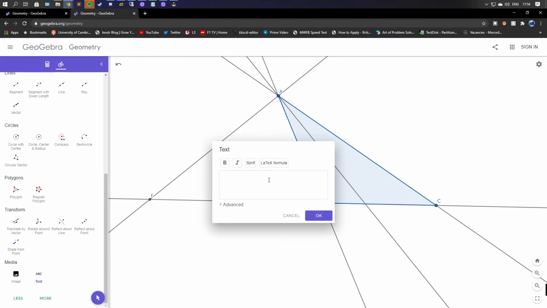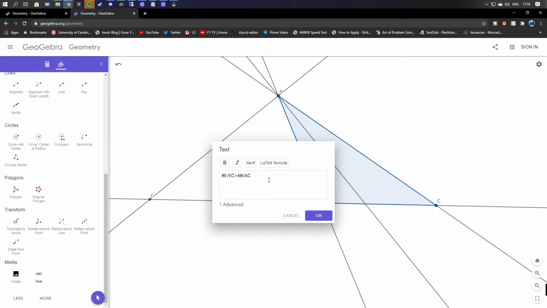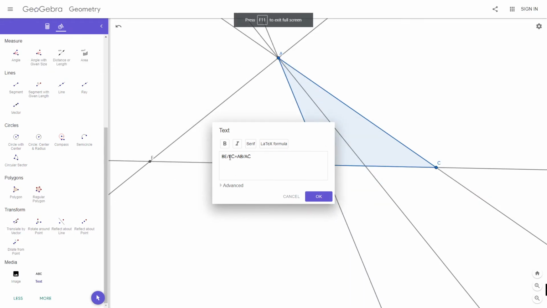We have that BE over EC is equal to AB over AC, or I guess more correctly, we should probably say something like EB over AC.